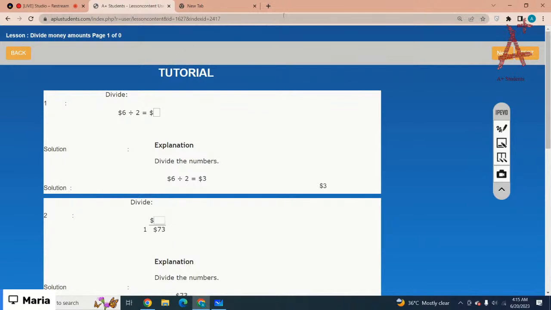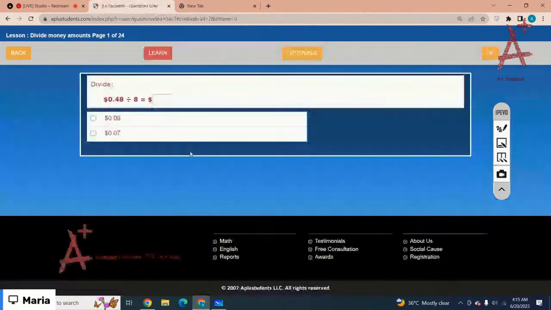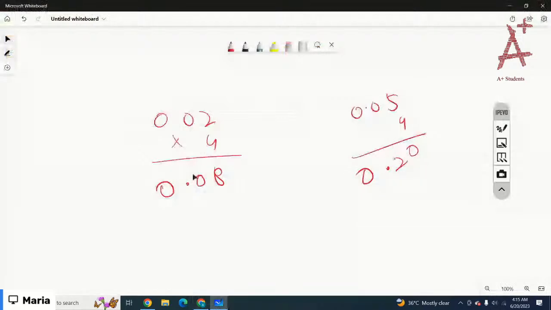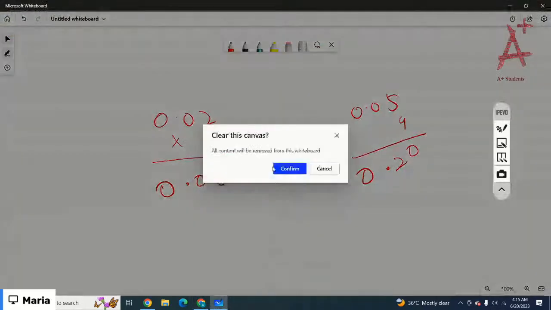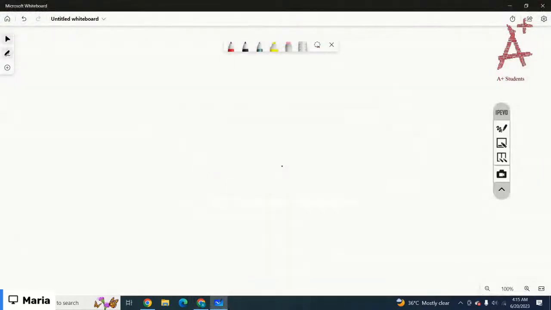Okay, let's just start with the practice questions. Okay, the first one is 0.48 divided by 8. Okay, you have to count a table of 8 until you get 48. So 8 times what number is 48?